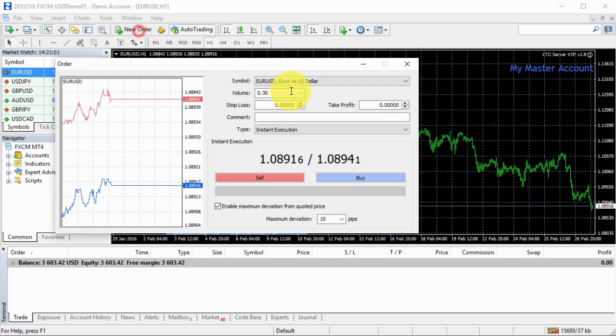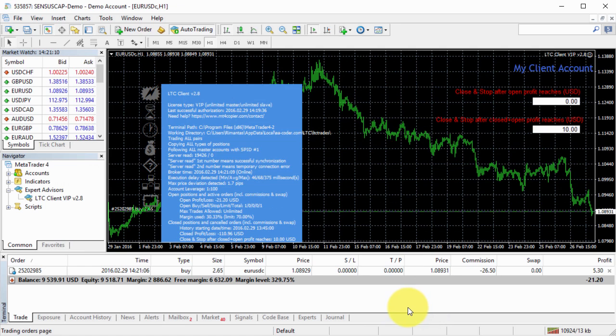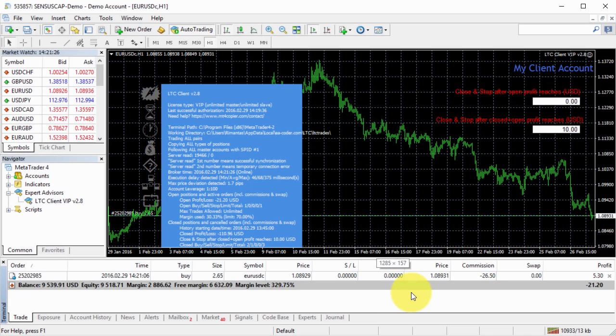Let's go to my master account and open a buy trade. Let's see how it looks on the client. It should make quite a big amount of profit. So if the currency moves up quite significantly, I will achieve this goal for sure. And for now, I will just wait, and if it drops down, I will open another buy and see how it will work. Okay, so let's wait.